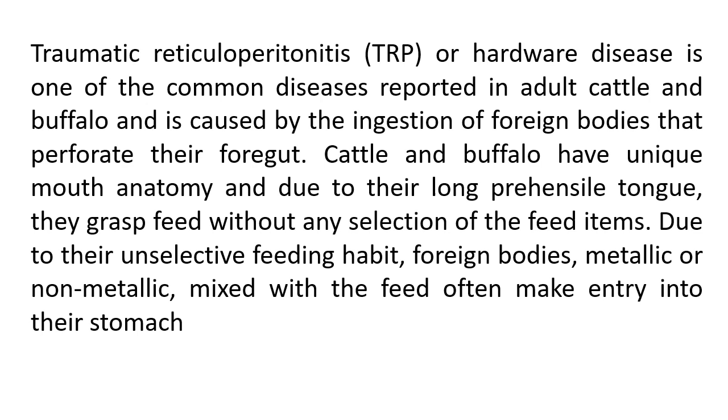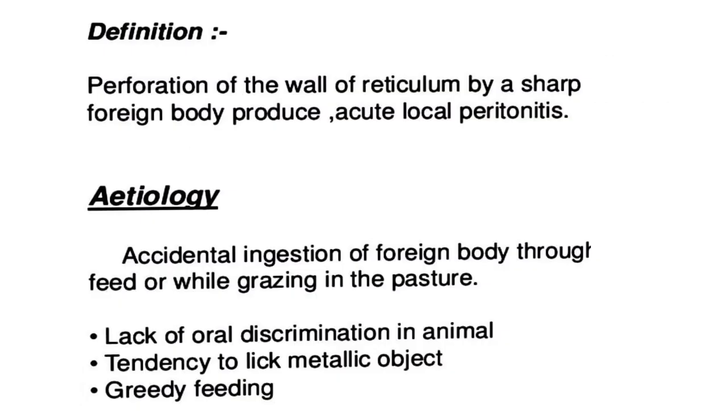We also discuss in this paper what the foreign bodies are, potential and non-potential. Cattle and buffalo have a unique mouth anatomy, and due to their long prehensile tongue, they graze feed without any selection of feed items. Due to their unselective feeding habit, foreign bodies, metallic and non-metallic, mixed with feed, often make entry into their stomach. So what is the definition of TRP? Perforation of the wall of the reticulum by a sharp foreign body produces acute local peritonitis.